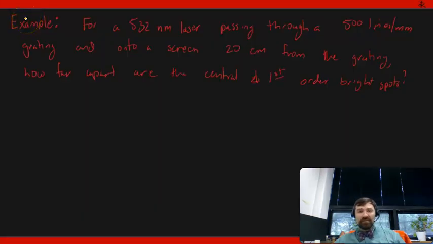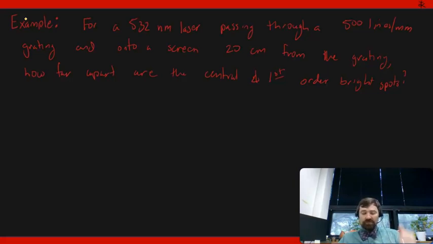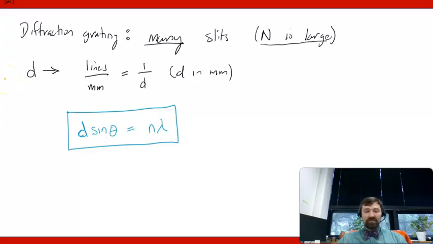All right, so as an example, the laser pointer that I was using had a 532 nanometer wavelength. And we illuminated this 500 lines per millimeter diffraction grating, and then it traveled maybe 20 centimeters or so to get to the little screen that I was using. So we might ask, how far apart should the central and first order bright spots be? Well, basically what we would do to solve for that is we have to solve for theta and then use that theta to get a distance.